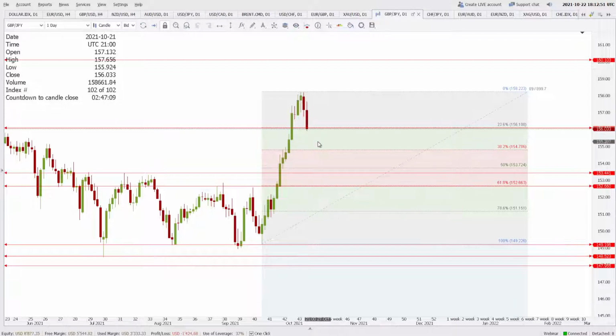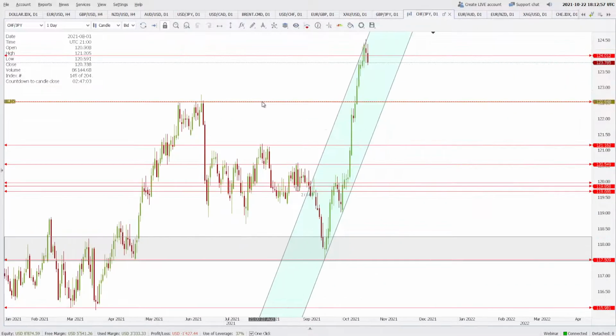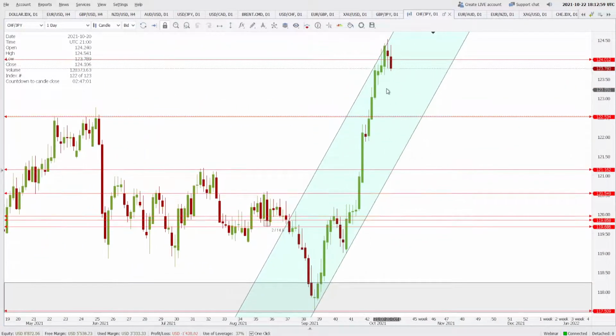Maybe you should wait for the bull market to resume to enter into the direction of the trend. Talking about the CHF JPY, on similar lines to the GBP JPY, it is also consolidating, or you can say it is pulling back. If it pulls back to 122.53, it will be a good indication for you to go long if you see a bullish pin bar or bullish engulfing candle here.